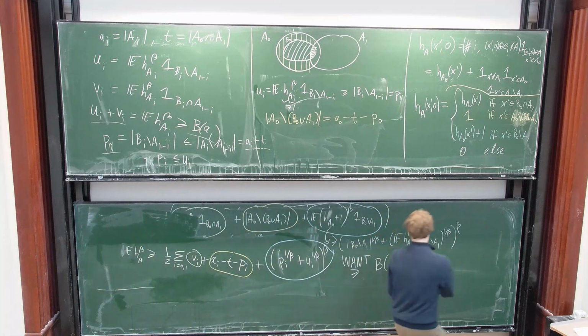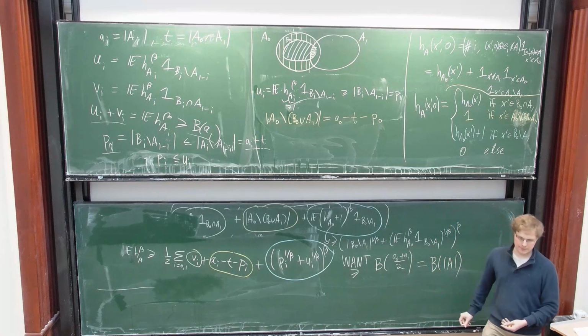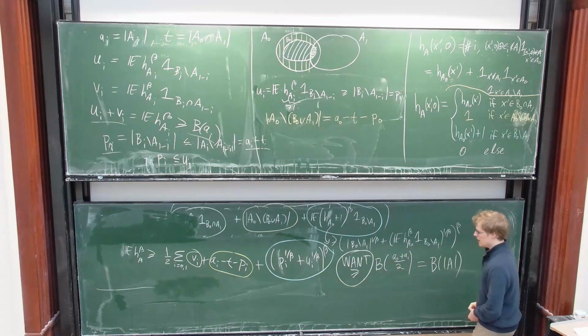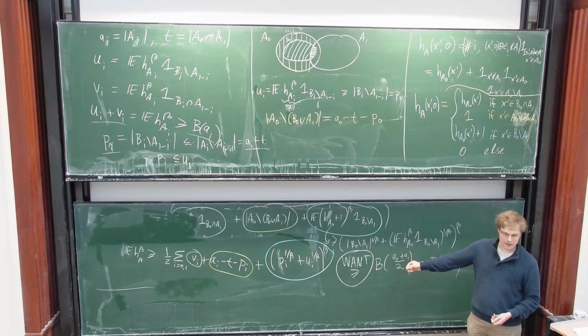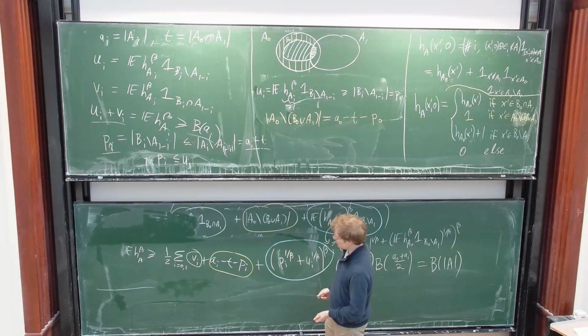Because in the end, this is equal to b of volume of A. So this thing becomes the thing that we want, and so what I've done is I've derived a 9-point inequality, right? This is not a 2-point inequality, it's a 9-point inequality.